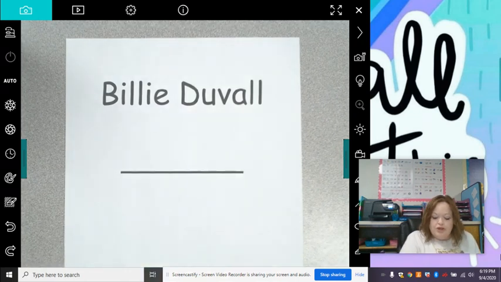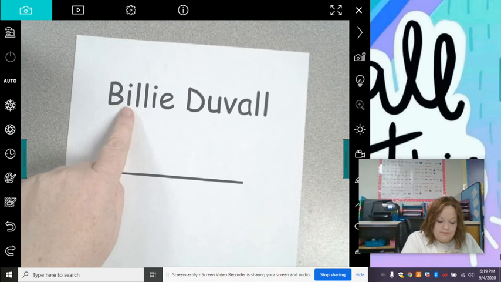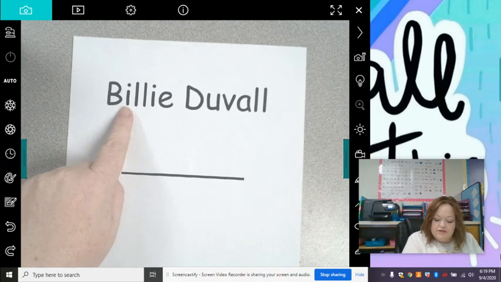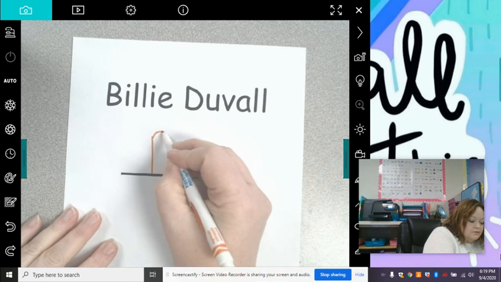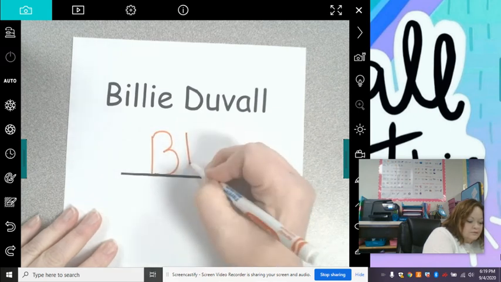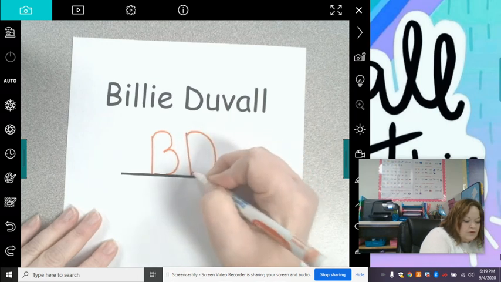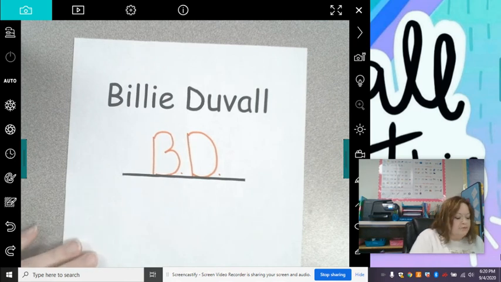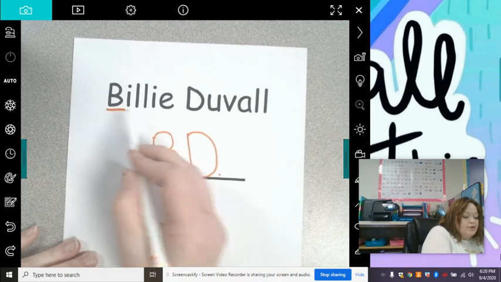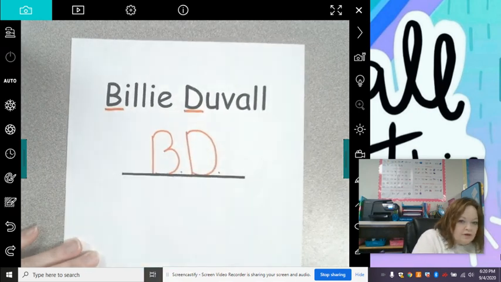Names are special, so we use a special type of letter. We call it a capital letter. Every letter has two forms, a capital and a lowercase. When I take those first two letters and put them together, I now have my initials. They are called initials because they come at the beginning of my name. The word initial means beginning. So here are my capital letters, and the rest are lowercase letters.